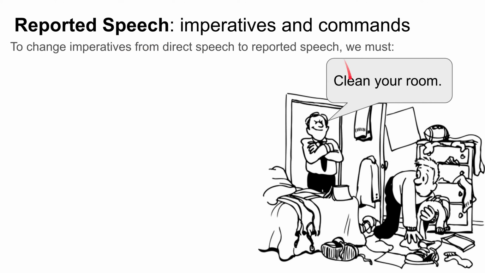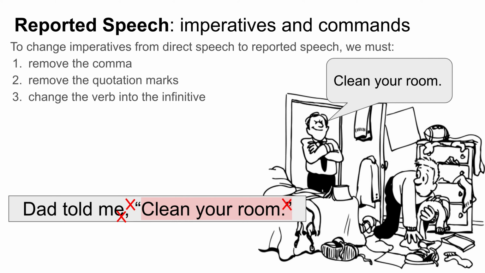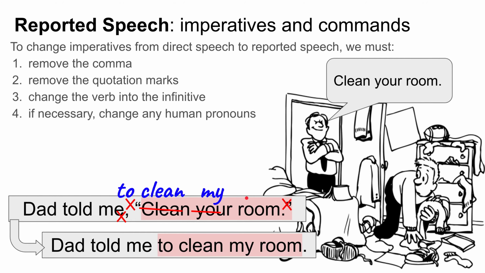And we're going to look at an example right here. Dad enters the room, opens the door, and says, clean your room. Okay? So, if I were to write a story, Dad told me, "Clean your room." Let's change this to indirect or reported speech for the imperative commands. So, first we're going to remove the comma. Then we're going to remove the quotation marks. Next, we're going to change the verb into the infinitive, clean to clean. And if necessary, we need to change any pronouns. Here, this is not my room. Dad's saying your room, but he's talking to me. So I need to change your to my. So my room. All right. And that's it. Dad told me to clean my room.